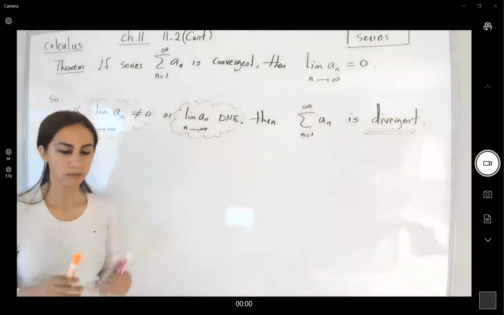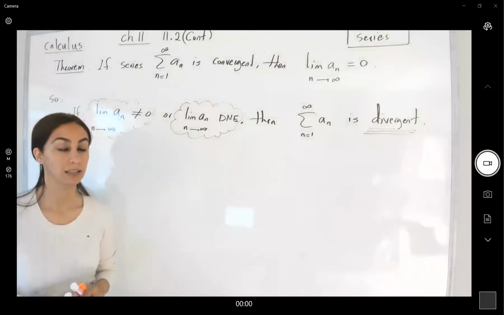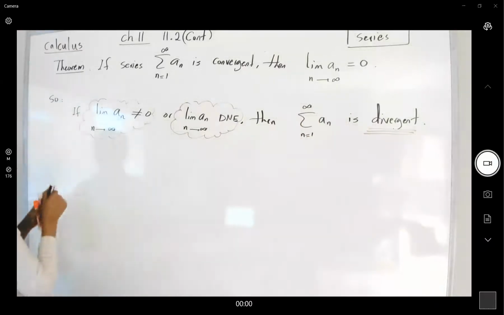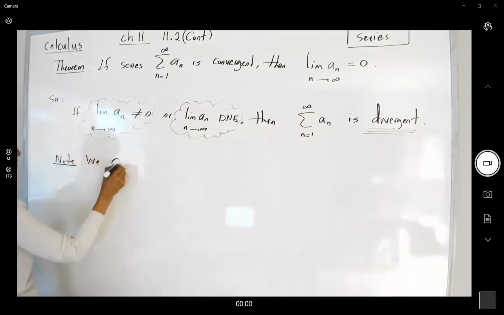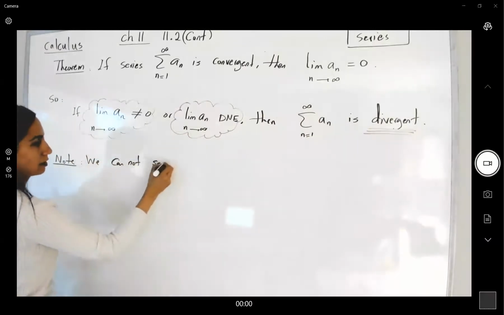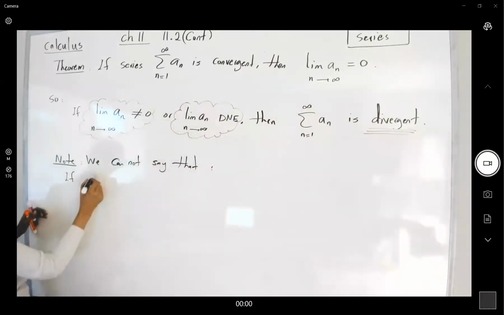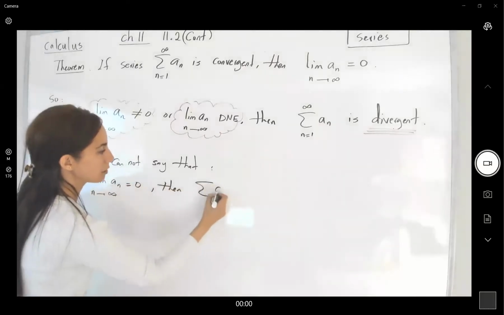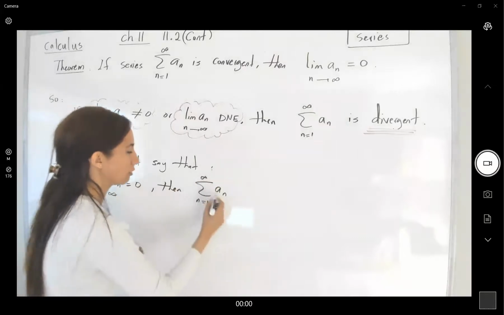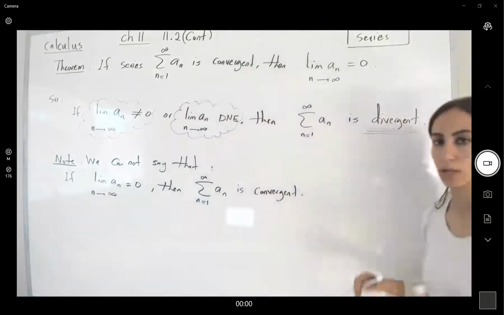Quick note. What if the limit is equal to 0? Can we say that the series is convergent all the time? Be careful here. Note, we cannot say that if the limit of a_n as n approaches infinity is equal to 0, then the series in general is convergent. We don't have a theorem or lemma about that.